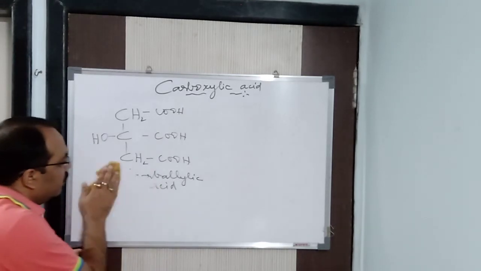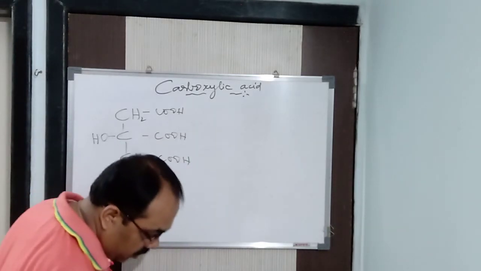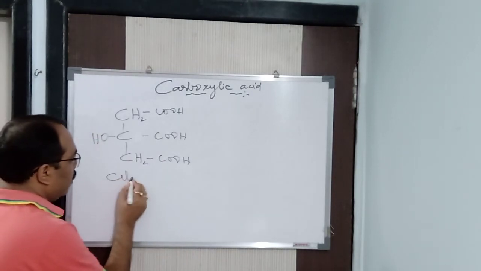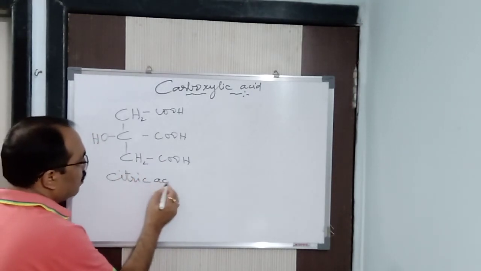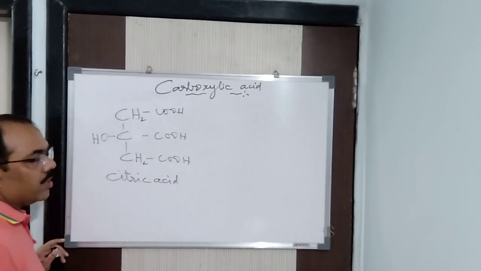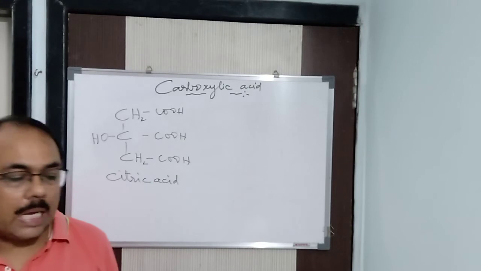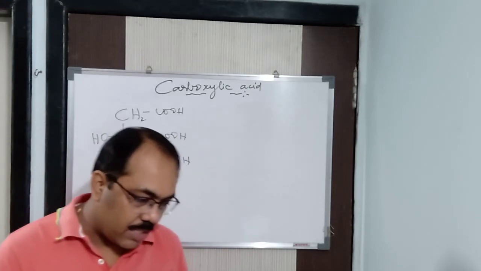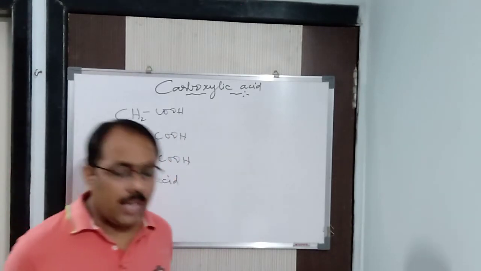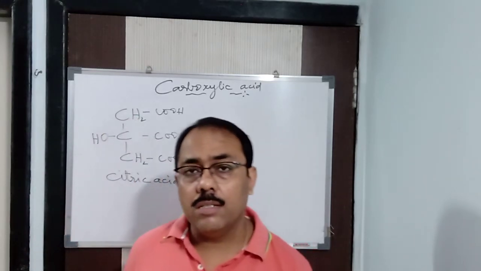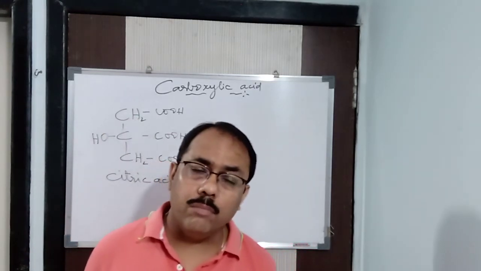You know what the name is? It is very common. It is found in lemons. What is that? Citric acid. Citric acid is found in lemons. So this is the formula of citric acid, which comes under tricarboxylic acid. In this way, we can have many more names. So in the beginning of your chapter, you can see the IUPAC name and the common name.